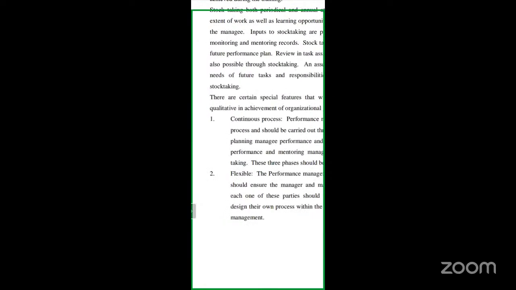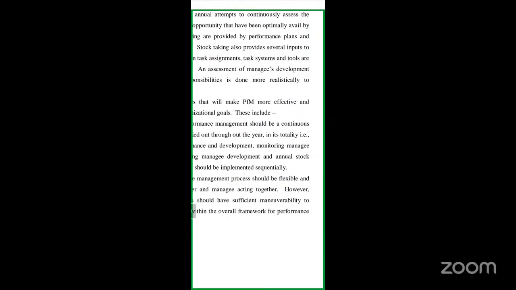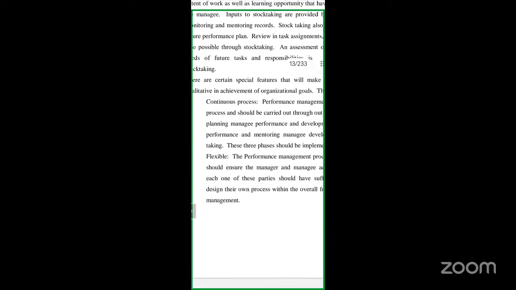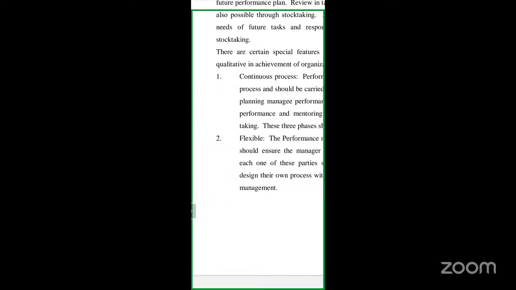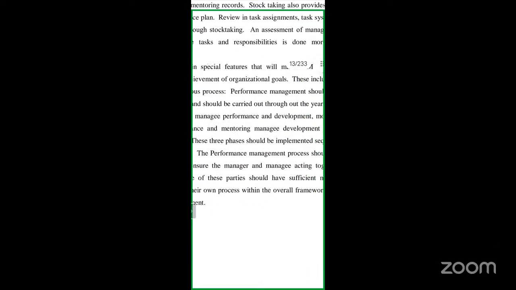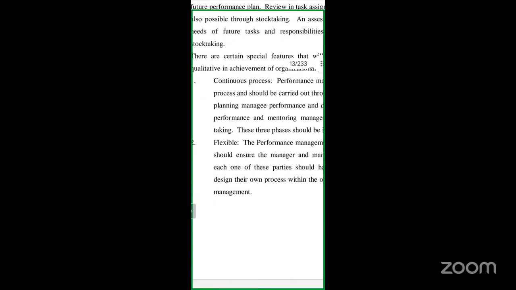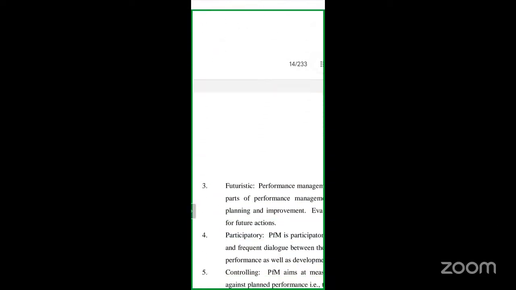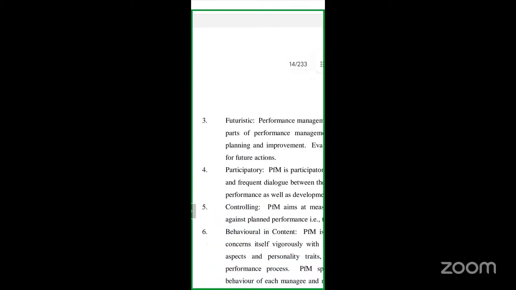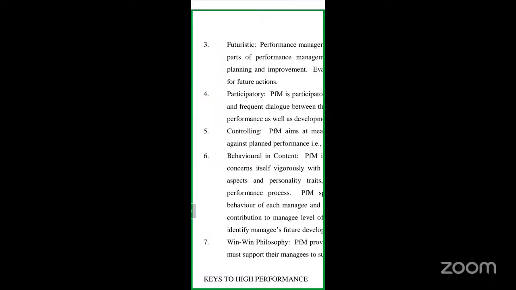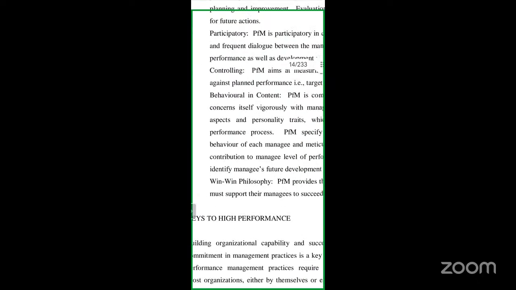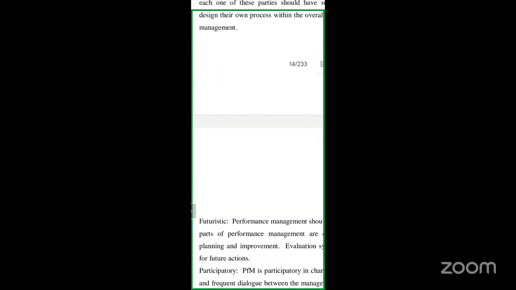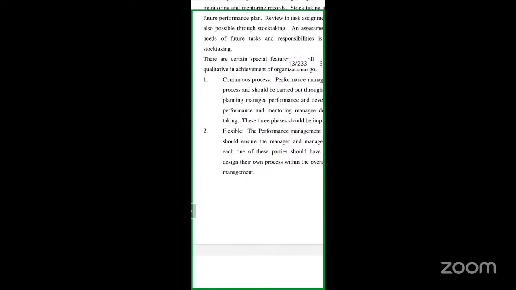And we see some special features are present in performance management. What are those special features that affect achievement of organizational goals qualitatively? They include continuous process, flexible, futuristic, participatory, controlling, behavioral in content. These are the key roles which we have to focus on. We will see a few features.